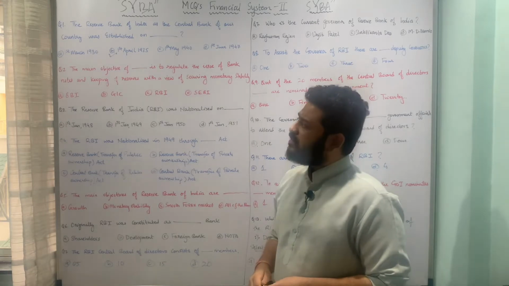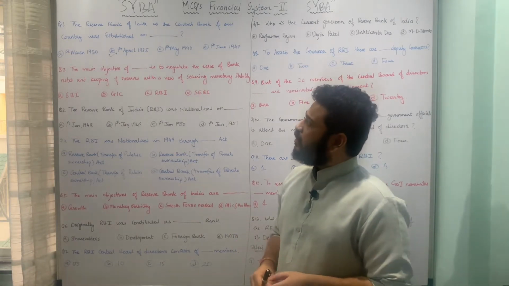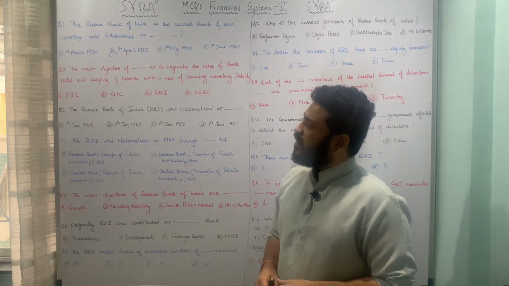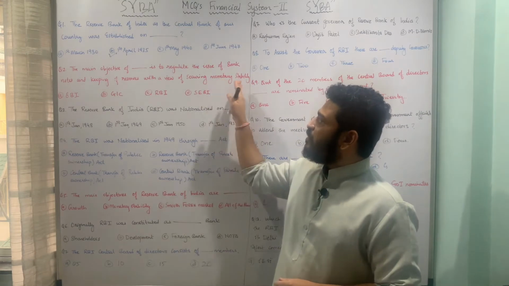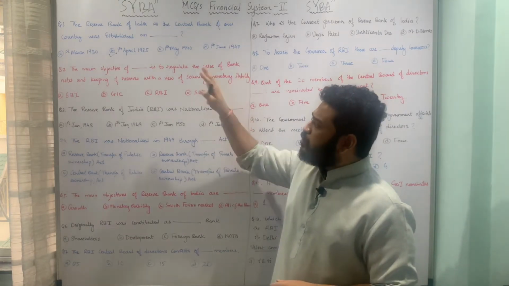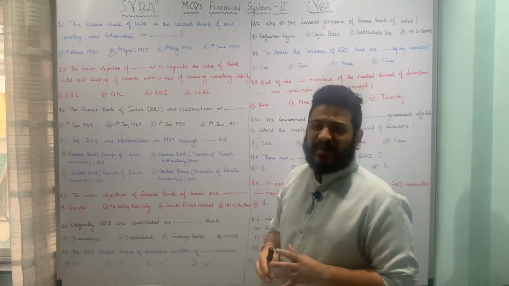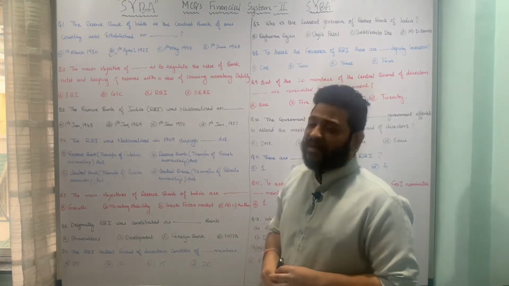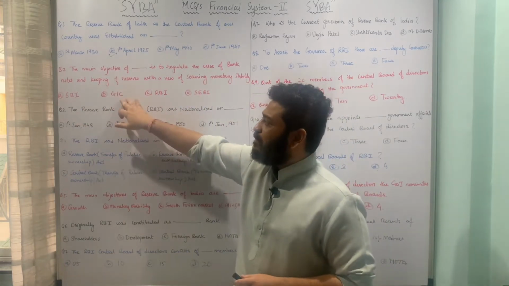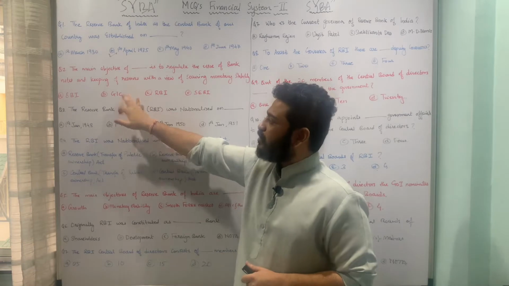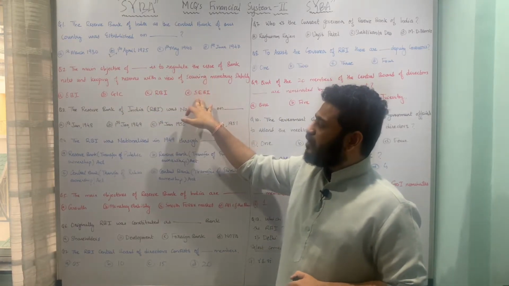The next question suggests that the main objective of dash is to regulate the issue of bank notes and keeping of reserves with the view of securing monetary stability in the country. Whose main objective is to regulate the issue of bank notes and keeping reserves of bank notes per se with the view of securing monetary stability? Whether it is A, SBI, B, GIC, that is General Insurance Corporation of India, C, Reserve Bank of India, and D, Securities and Exchange Board of India.